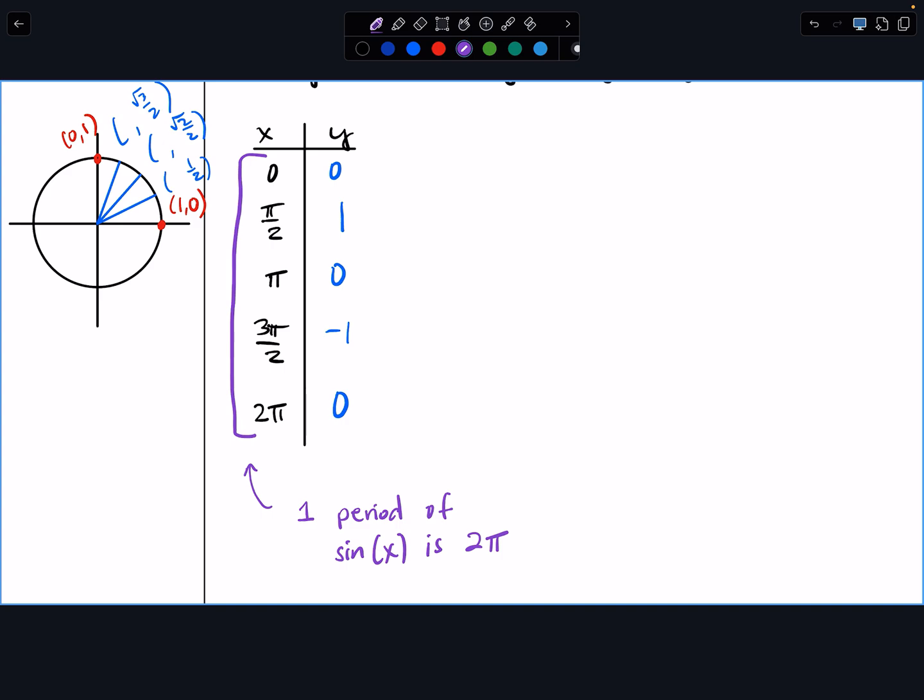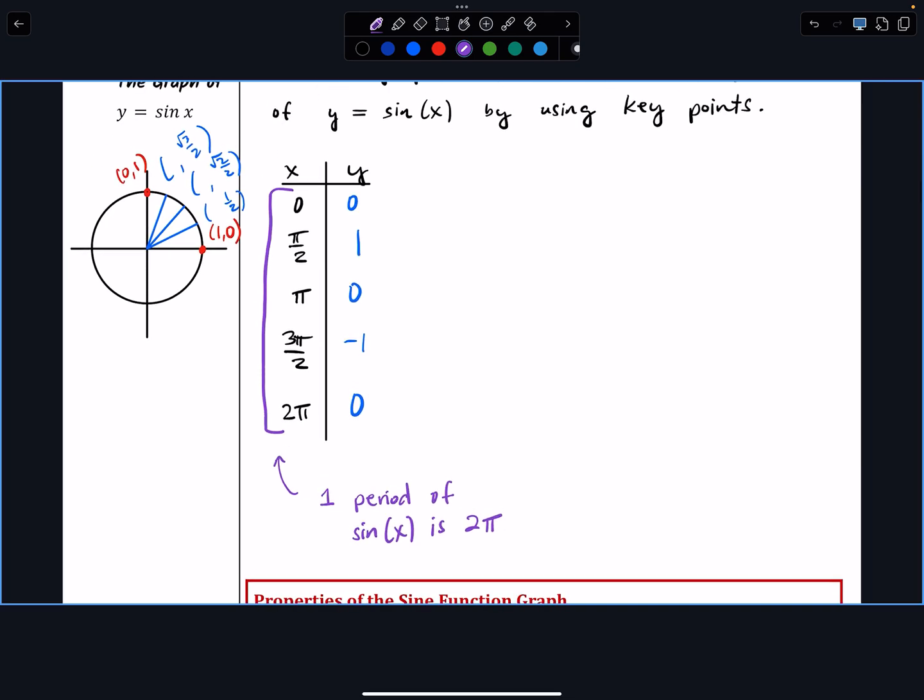And hopefully that makes sense. If I travel from 0 all the way to 2 pi, do you guys agree that distance is 2 pi? Right? Because 2 pi minus 0 is 2 pi. Okay, so let's sketch what this looks like.